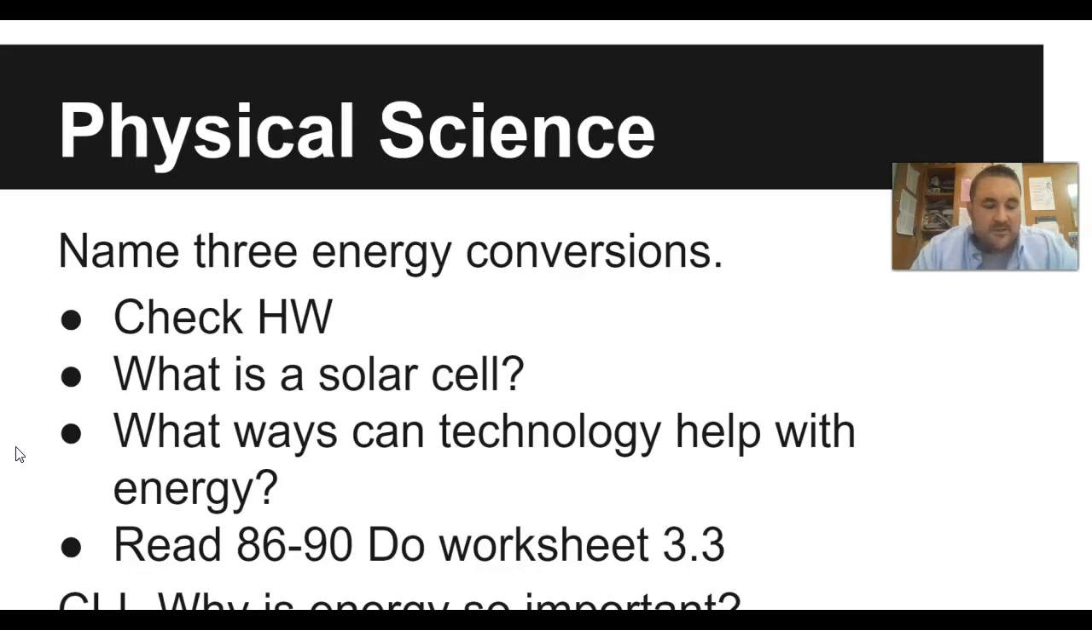We are in chapter 3. This is officially going to be section 3. Your homework or your warm-up question there was name 3 energy conversions. So you could go with chemical energy in your body to heat. You could go with chemical energy to motion, which would be kinetic energy. You could go with nuclear energy to heat, or you could go nuclear energy to electromagnetic if you're making electricity.